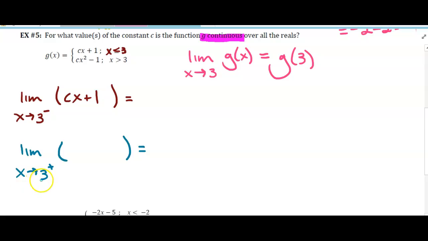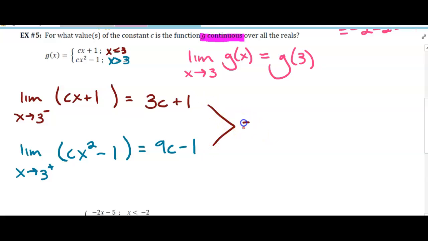In the same way, for the limit as x approaches 3 from the right, we're looking for the piece of our piecewise that is defined for x values that are just to the right, or just greater than positive 3, which is going to be this piece that is our quadratic. And so from here, we can use direct substitution to come up with our left and right pieces. After plugging in 3 for x in both of these limits, I get 3c plus 1 for my left-sided limit and 9c minus 1 for my right-sided limit. Again, in order for my two-sided limit to exist, which is true if this is continuous, that means that my one-sided limits have to be equal to each other.